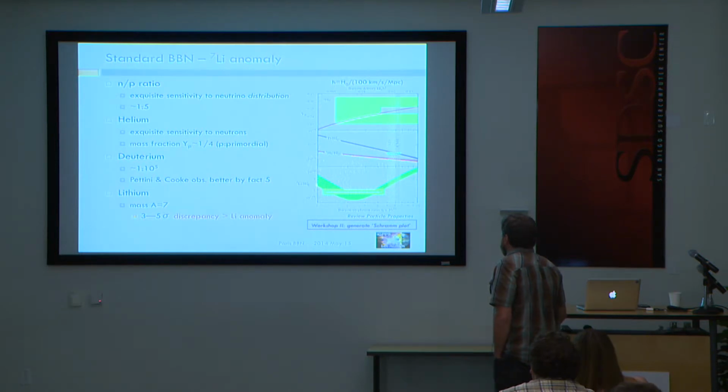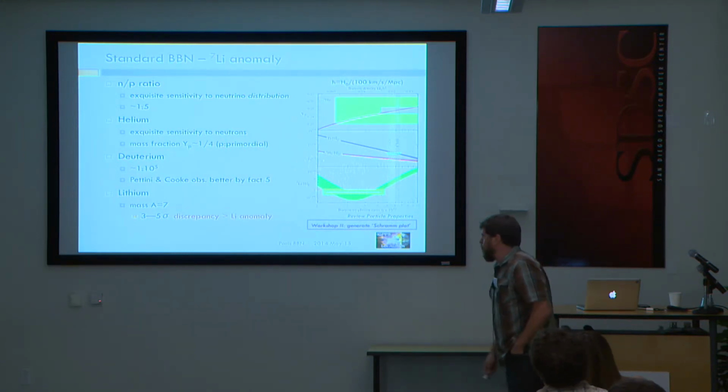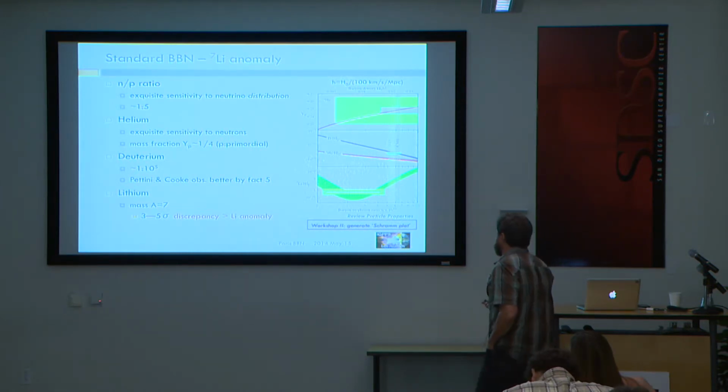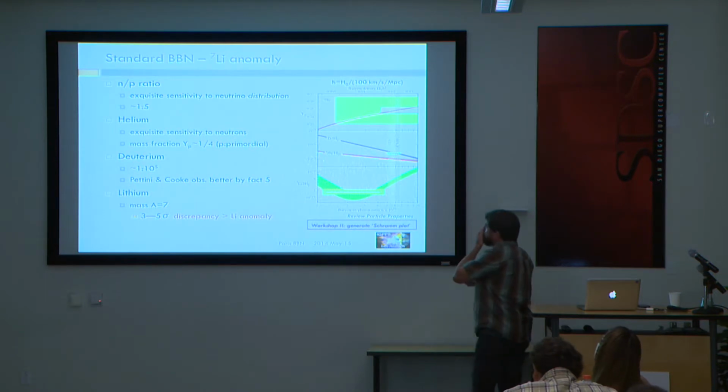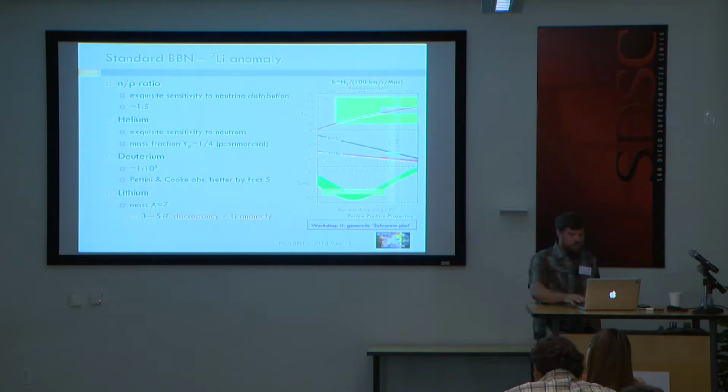But lithium-7, you can see that there's a discord between where we think it should be, which is basically right here, 5 times 10 to the minus 10 with respect to hydrogen, and here, which is observed in very old stars that don't have a lot of metallic contamination. So I mentioned this deuterium observation by Pettini and Cooke. That's not what's shown here. The Pettini and Cooke measurement is smaller, and I'll actually show you that in a couple slides.